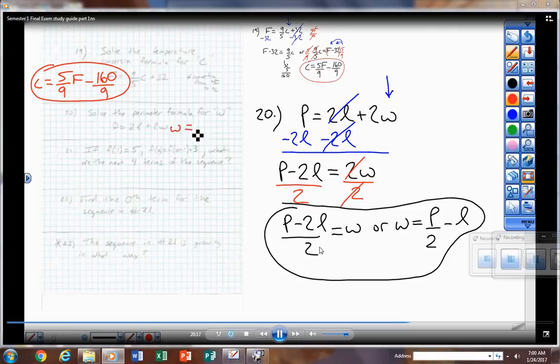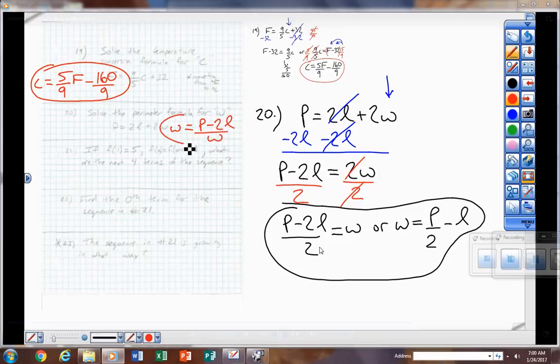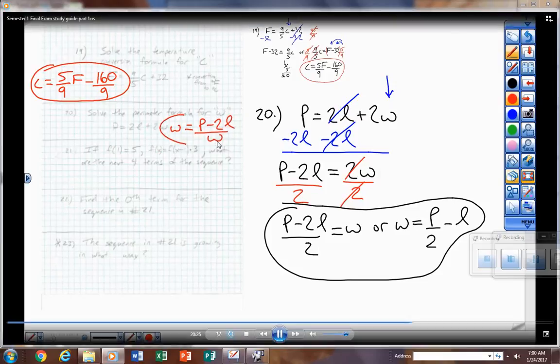So again, width would be perimeter minus 2 times the length, over 2.